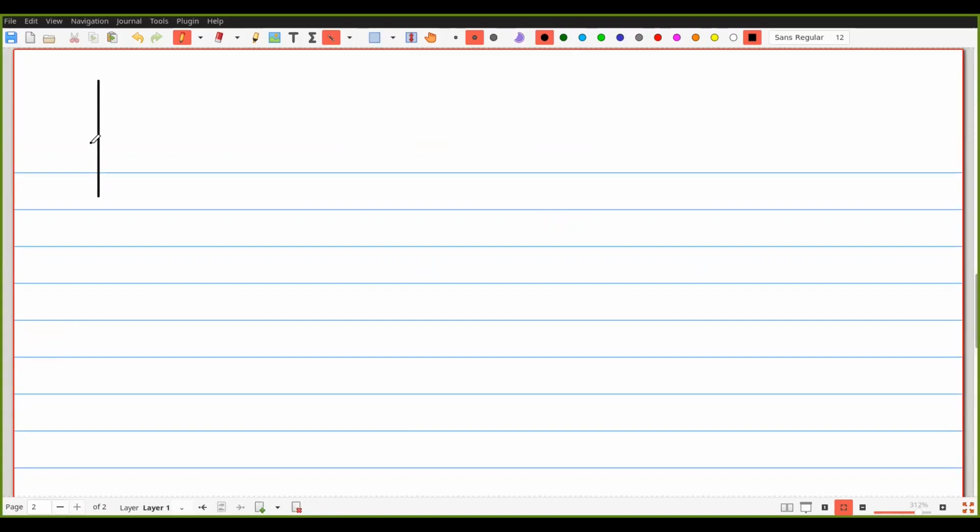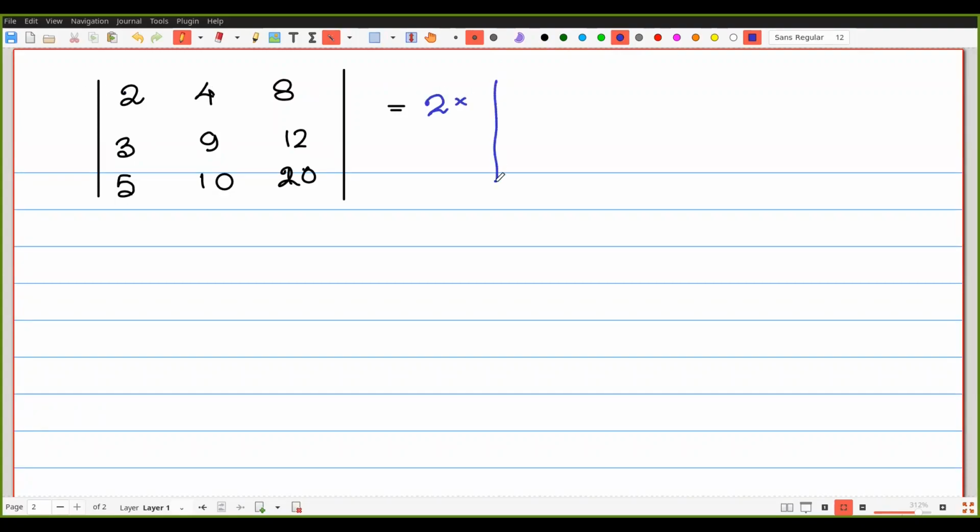As like, we can also take the common, like 2, 4, 8, 3, 9, 12, 5, 10, 15, 20, suppose. Okay. So at first, check in the first row. In the first row, we have a common, that is 2. So we can take out the 2 from here as a multiplier. And the first row is becoming 1, 2, 4.